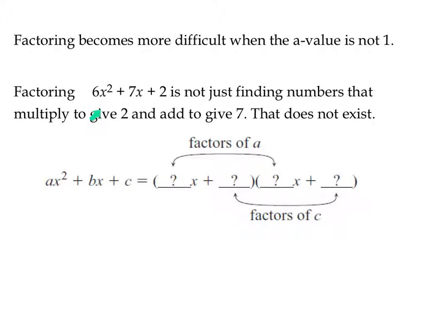For 6x squared, this could be 6 and 1. It could be 3 and 2. It could be the 1 here and the 6 here. We've got some work to do to get our factors of 1 and 6.